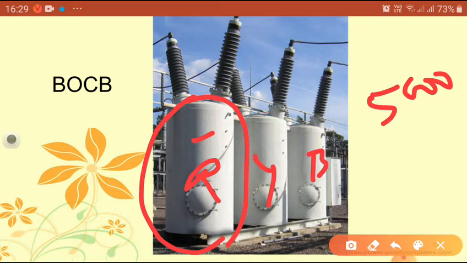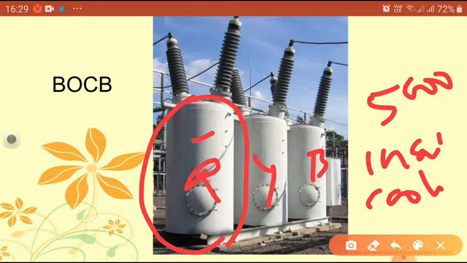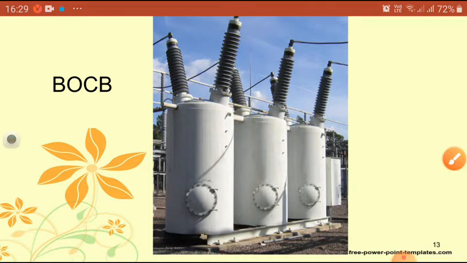Here the oil acts as an insulating medium and as a cooling medium. Two purposes we are going to use here. So that much quantity of oil is required to quench the arc. If the voltage increases further, the size of the tank also increases.